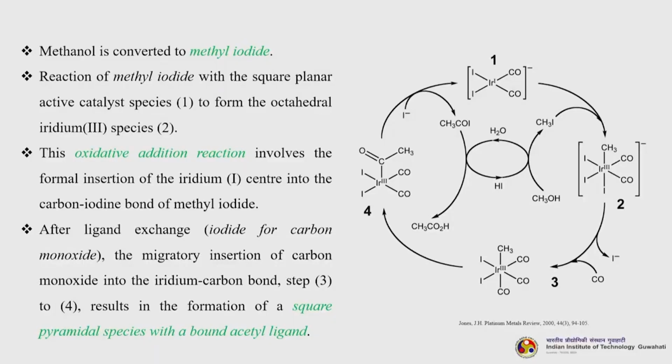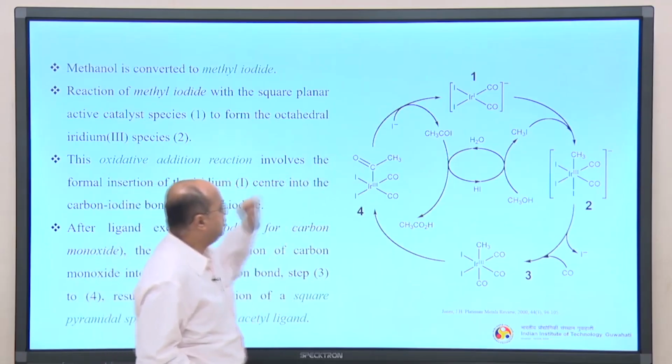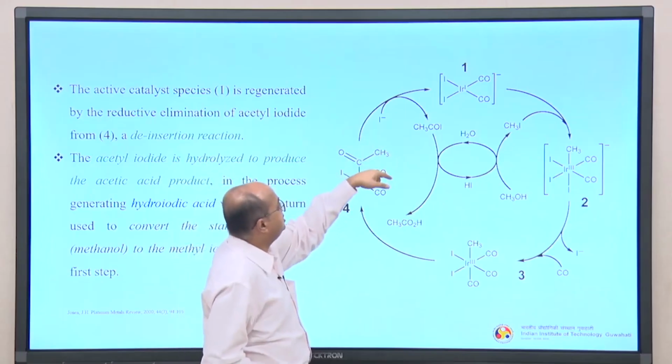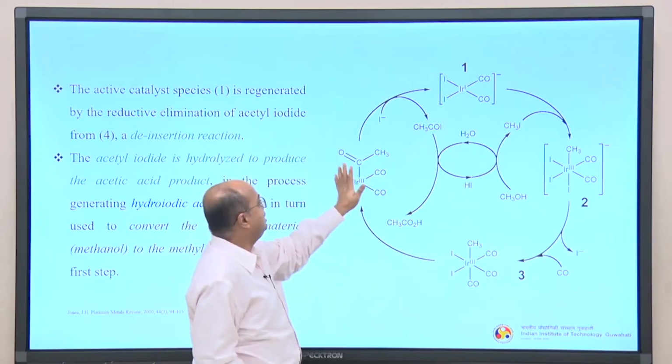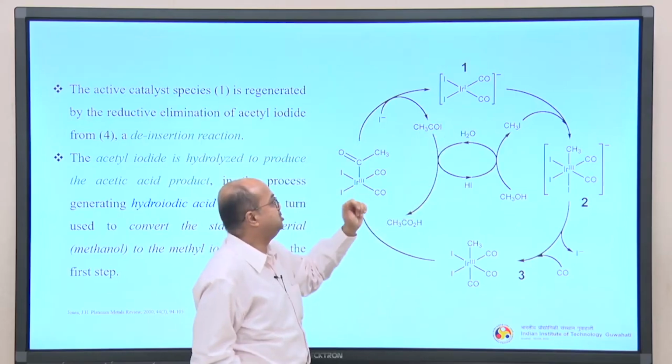The migratory insertion of carbon monoxide into the iridium carbon bond in the step 3 to step 4 results in the formation of a square pyramidal species with a bound acetyl ligand. So, this is a square pyramidal species with an acetyl ligand here, C double bond O. Now, the active catalyst species 1 is regenerated by the reductive elimination of acetyl iodide from 4, via a de-insertion reaction. You can see that I minus is getting removed from here and this particular complex is getting converted to the first species, which is the starting reaction species.